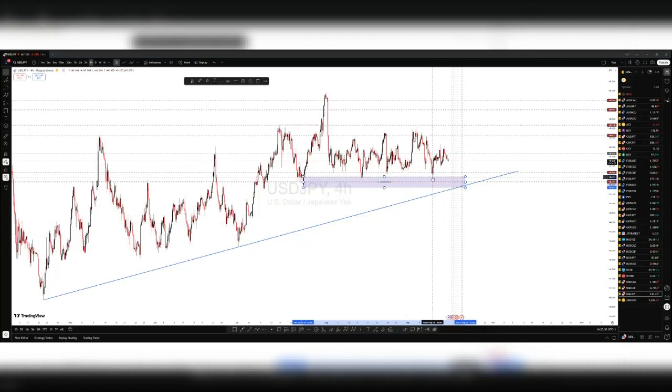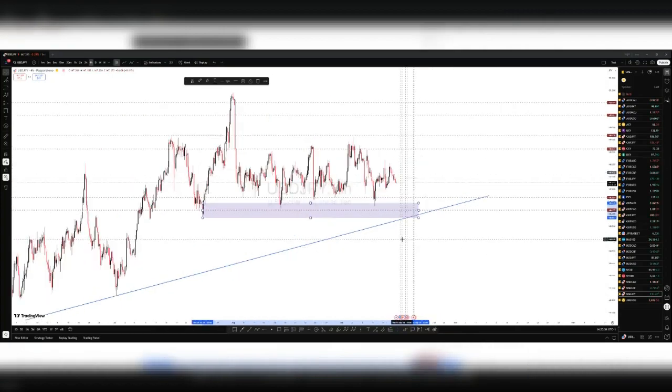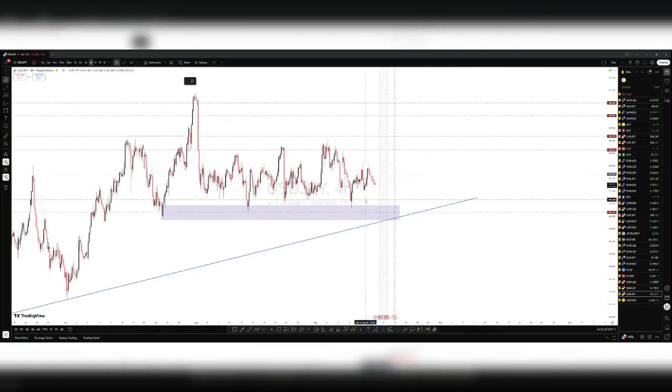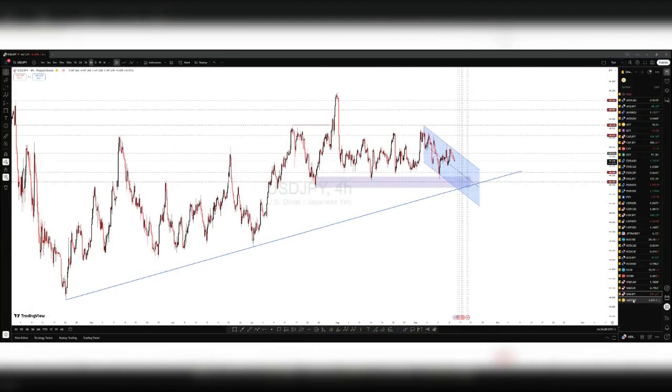So USD JPY, our sentiment is bullish, until price probably breaks beyond that zone that I've shown you. So that is USD JPY. Next, we'll talk about gold.